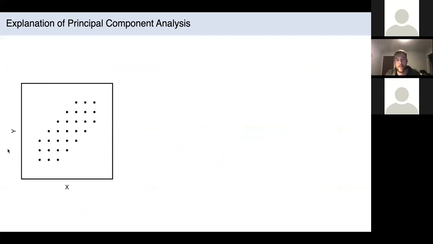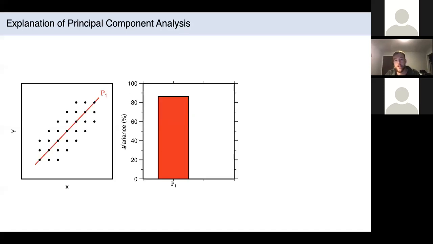In this case, we have two variables, X and Y, and we're going to tilt the axes to look at, instead of X and Y, principal components 1 and 2. Principal component 1 is always the line of best fit through the data. The way we describe each principal component is in terms of variance and weighting. The variance is how much of the data this principal component describes. In this case, it's around 80% or 85% of the variance in the data.